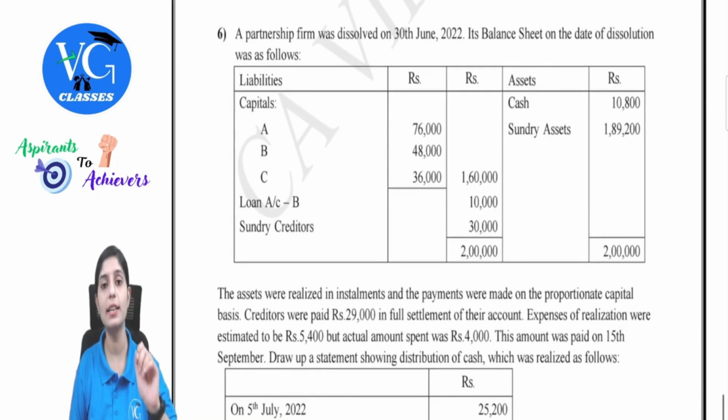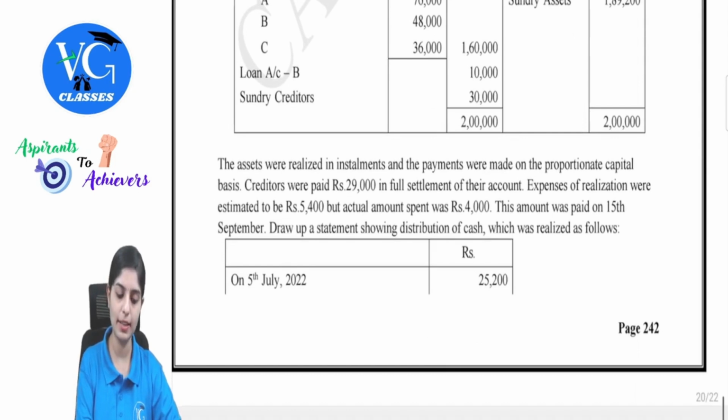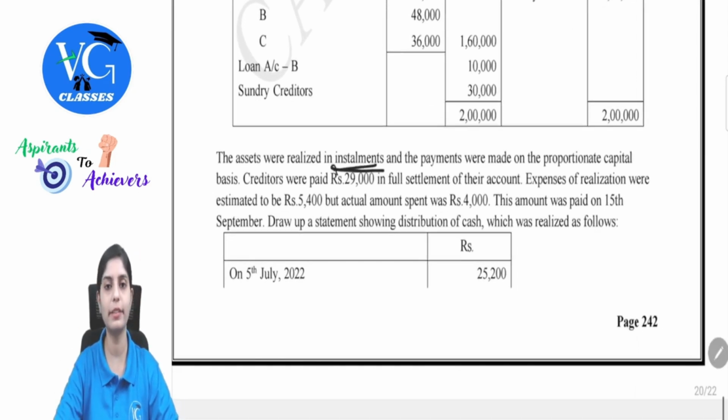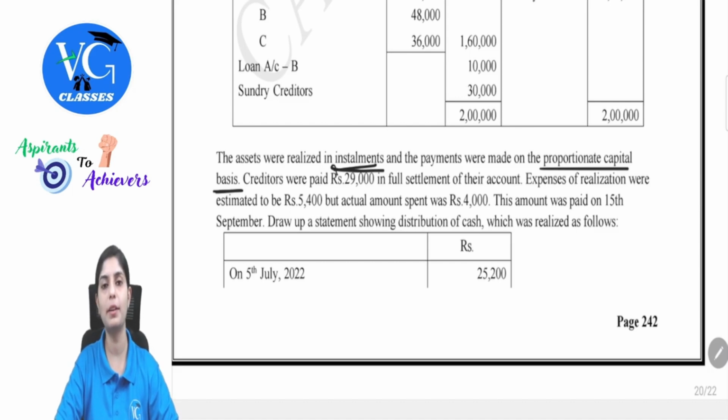Now let's understand highest relative capital method. A partnership firm was dissolved on 30th June. Its balance sheet on the date of dissolution was as follows. So they're giving us the details. The assets were realized in installments. As soon as you see, it is nothing but connecting to piecemeal payments, and the payments were made on the proportionate capital basis. If you remember, I had also underlined that highest relative capital, otherwise also called proportionate capital method.